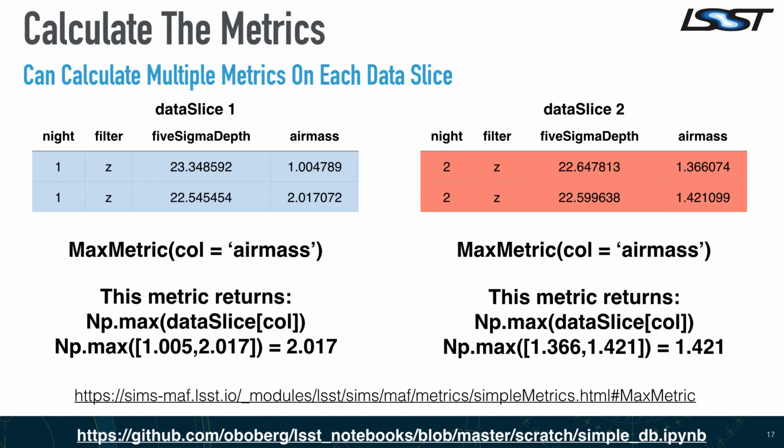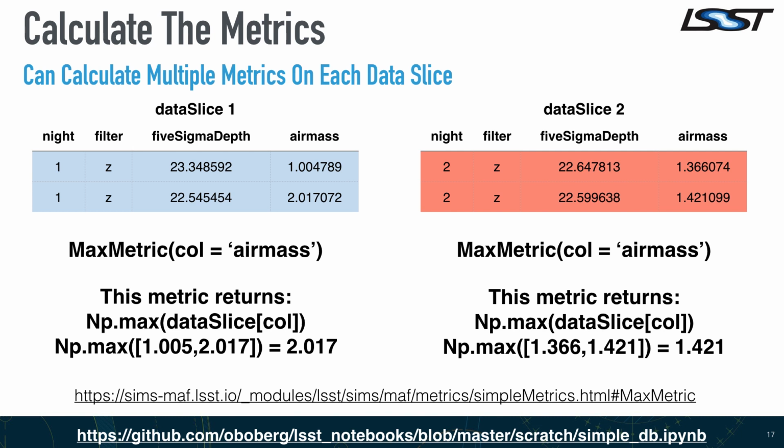For this, we're going to use the max metric. This is an actual metric within MAF. You can look at this link here, the first link, to see the code for how it's written and the parameters that it takes. What it takes is just a column name. So for this first example, let's say for some reason we wanted to know the maximum air mass. The column we're interested in is air mass, so we want to know the maximum value that's in a given data slice.